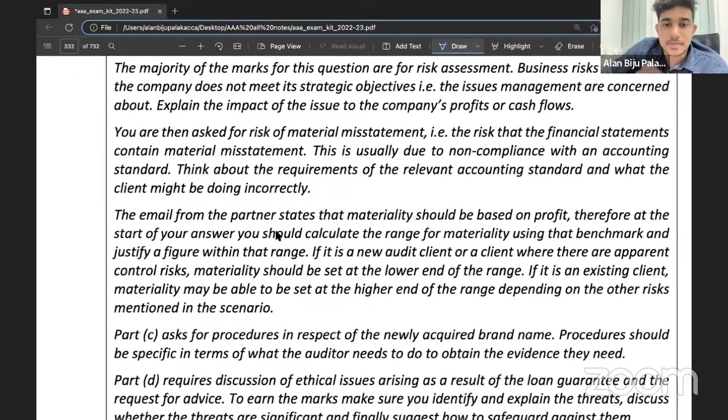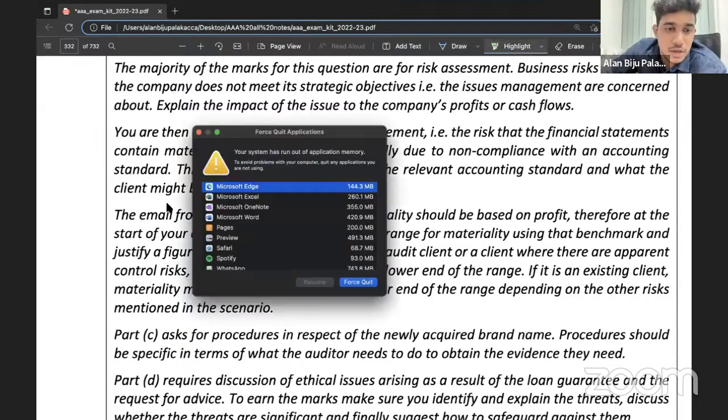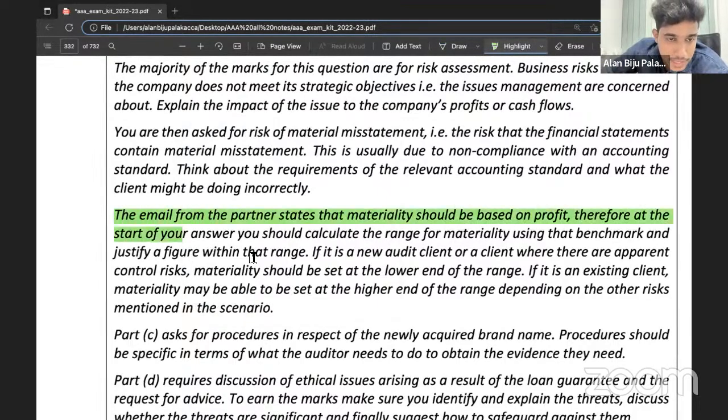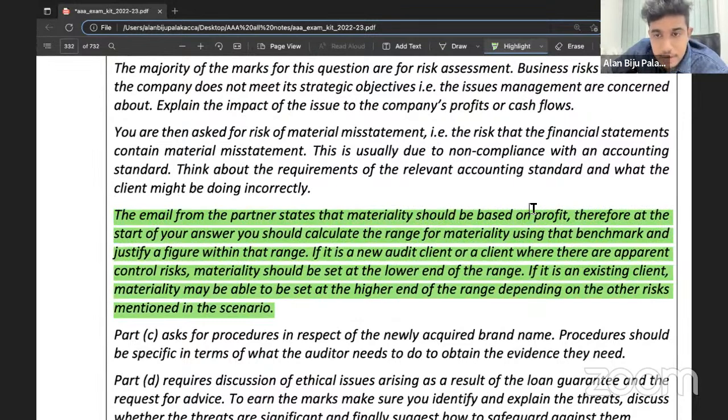As you can see over here, they have given us a briefing on how we need to calculate the materiality. The email from the engagement partner states that materiality needs to be based on profit. Therefore, our answer should always start with the calculation of materiality using the benchmark. If it's a new client or a client with control risk, the materiality should be set at the lower limit. If it's an existing client, we can set the materiality at the higher rate, if something is mentioned regarding that in the scenario. Clear? Is that clear, everyone? Yes, sir.